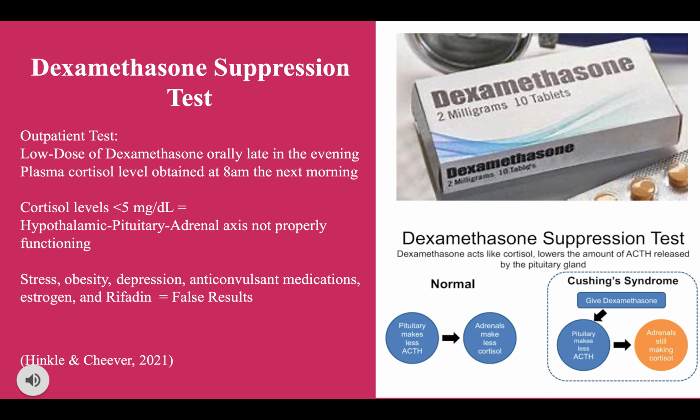the next morning. Suppression of cortisol of more than 5 milligrams per deciliter indicates that the hypothalamic pituitary adrenal axis is not functioning properly. However, stress, obesity, depression, and medications such as anticonvulsant agents, estrogen during pregnancy or as oral medications, and an antibiotic called rifampin can falsely elevate cortisol levels.